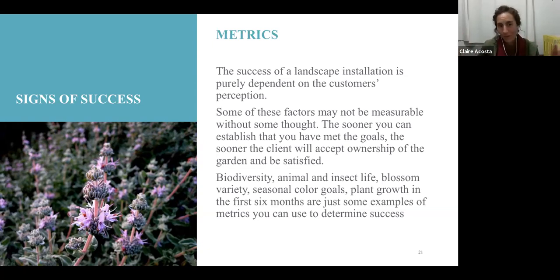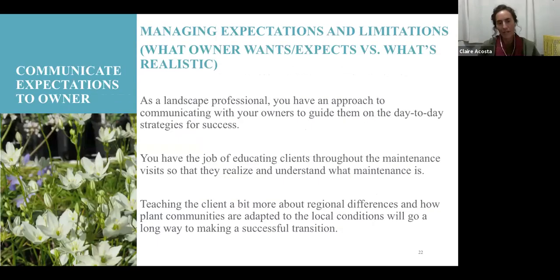Also birds, you know, the presence of birds in the garden is a great metric, right? It's like, now it's a habitat with this level of biology in it, this level of animal activity. Let's see, I think lastly is managing expectations, which we've touched on quite a bit. But yeah, what they expect and what's realistic.